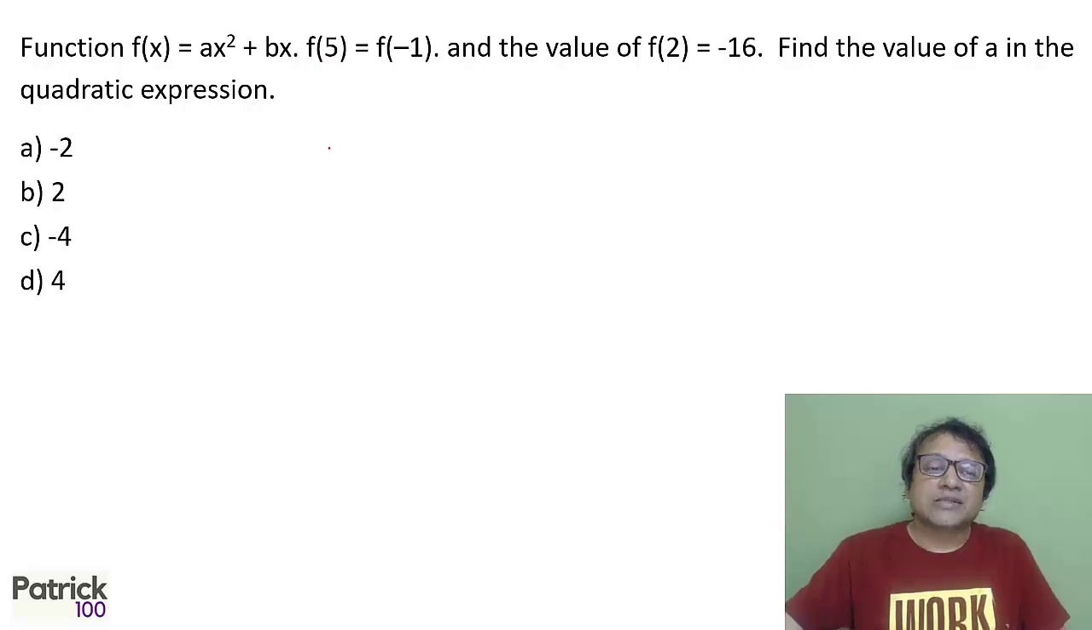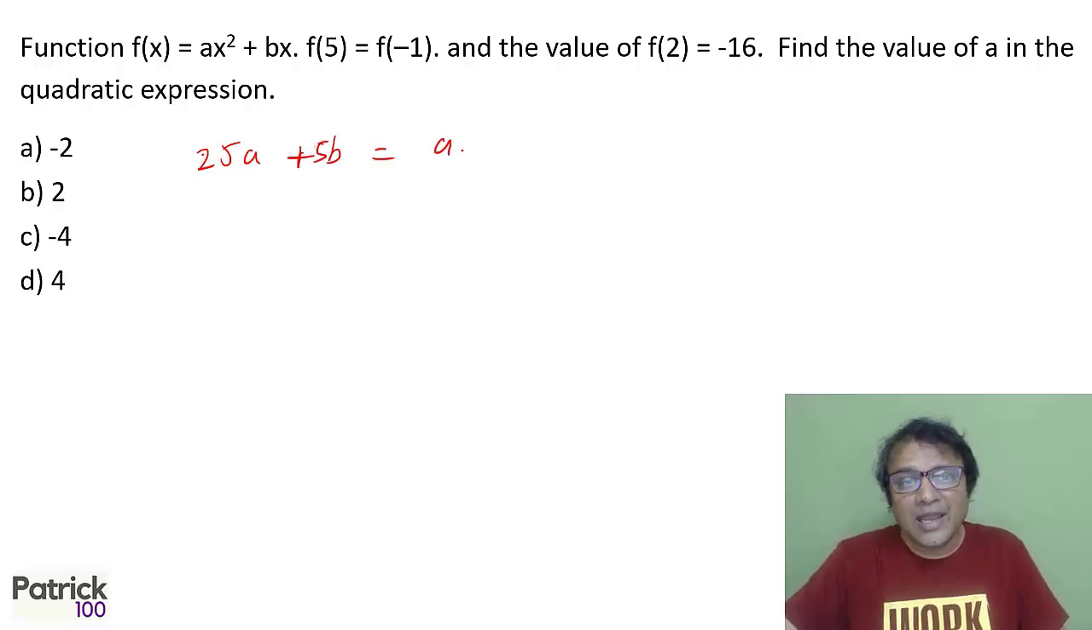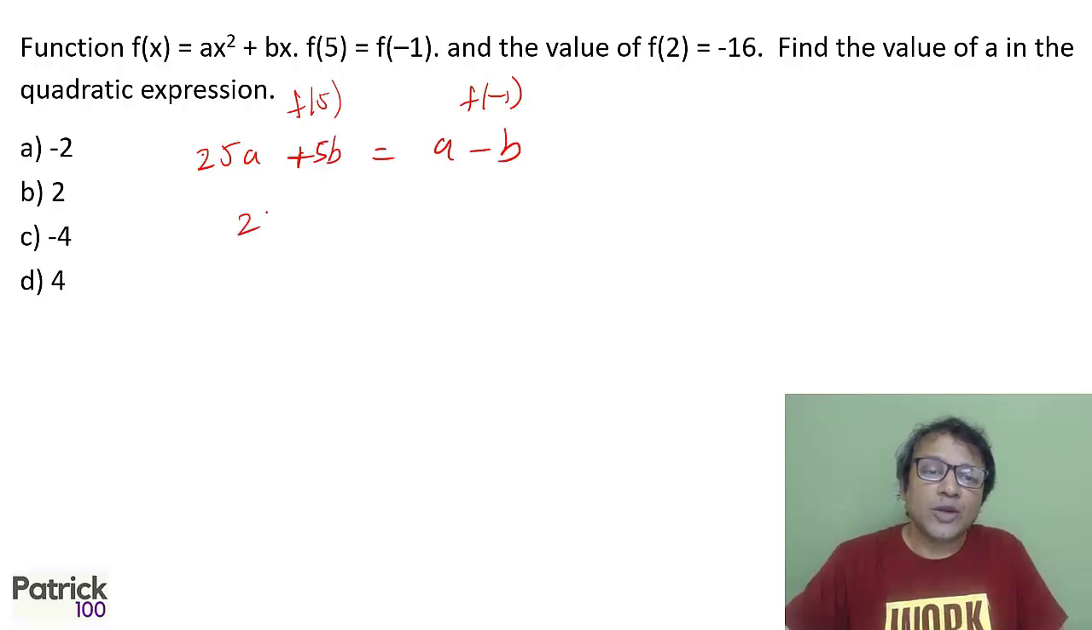AX square plus BX. Substitute the value. Just substitute, 25A plus 5B is equal to f of 5, and that is equal to A minus B. If I put x as minus 1, this is f of minus 1, this is f of 5. From this, if you solve, you get 24A equal to minus 6B, or you can say B is equal to minus 4A.